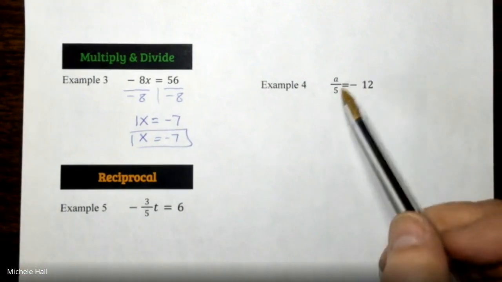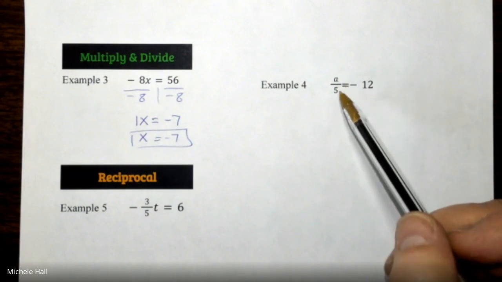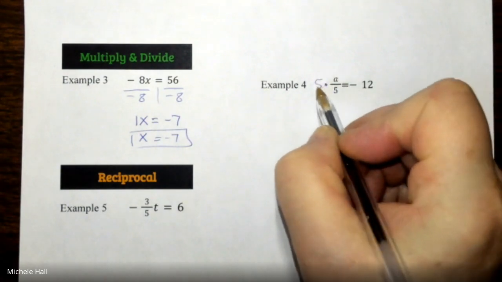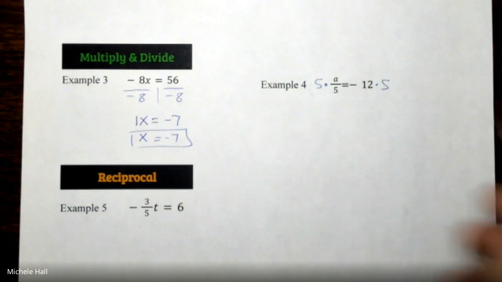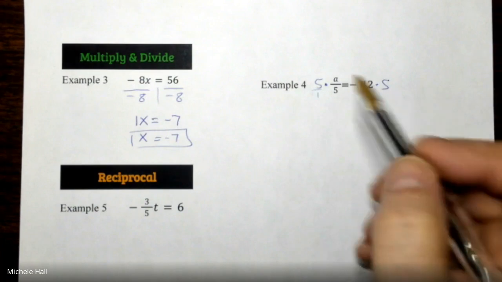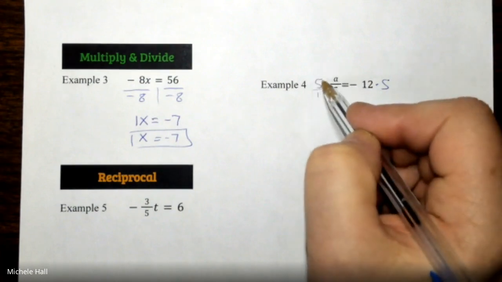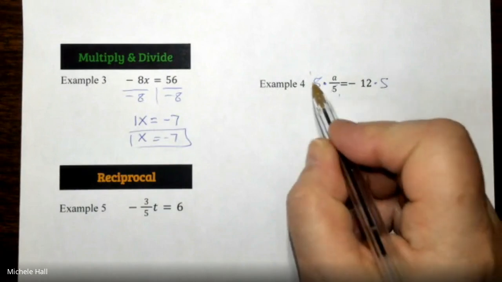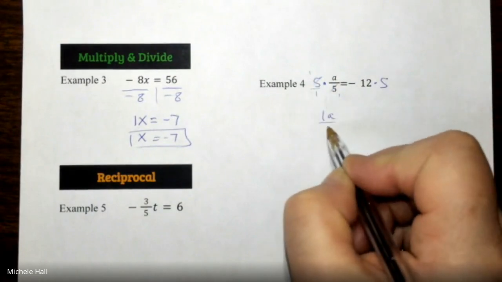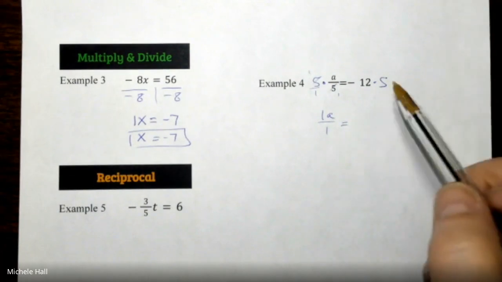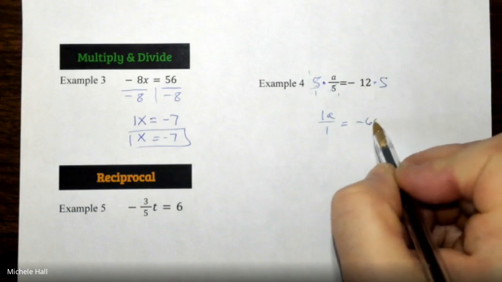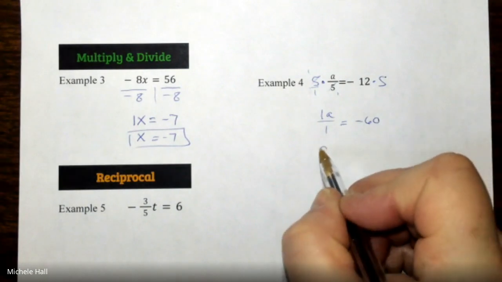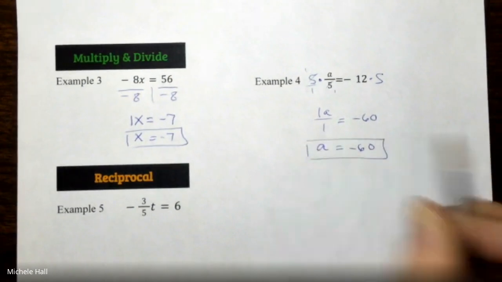On example 4, here's my variable, a, and what is being done to the variable? A is being divided by 5. The opposite of dividing by 5 would be to multiply by 5 on both sides of the equation. Here, if I make 5 a fraction, I can see that my 5 in the numerator and 5 in the denominator will cross cancel. 5 divided by 5 is 1, 5 divided by 5 is 1. And when I multiply straight across, I get 1a, 1 times a is 1a, over 1 times 1, equals negative 12 times 5 is negative 60. And here I know that I don't have to have the 1 in the denominator, and I don't have to have the 1 in front of the a. This is just a equals negative 60.